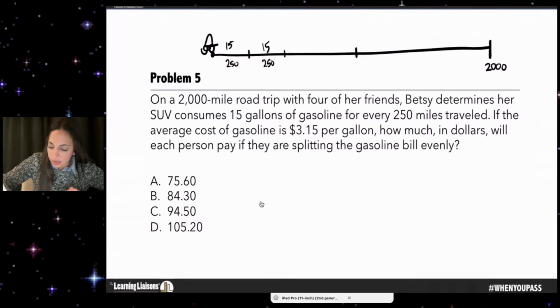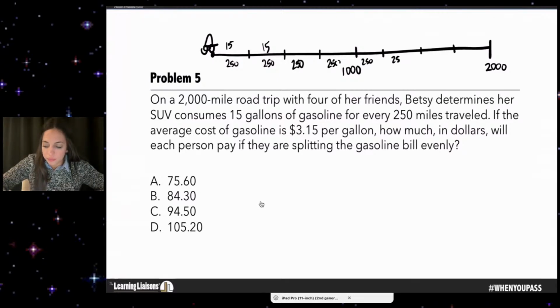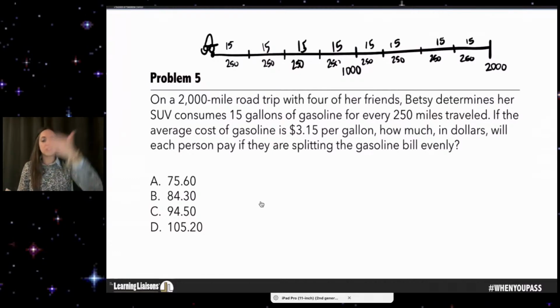So if I cut this in half, this would be 1,000 because that's half of 2,000. And how many 250s are in 1,000? 4, right? 250, 500, 750, 1,000. And then it's going to be the same thing. So there's going to be 4 250s in 1,000, right? Which means every time they travel 250 miles, we are filling up with 15 gallons of gas, 15 gallons, 15 gallons, 15 gallons, 15 gallons.